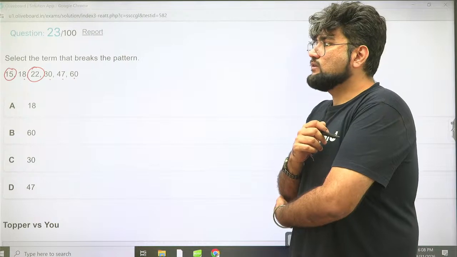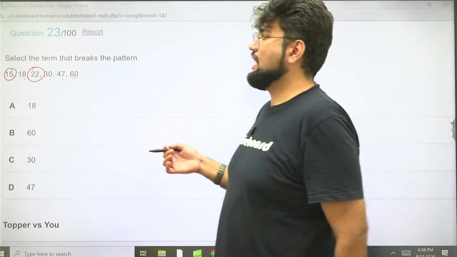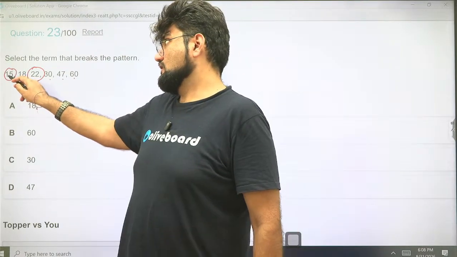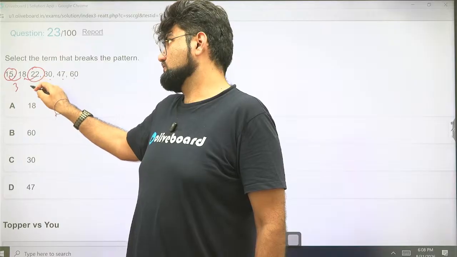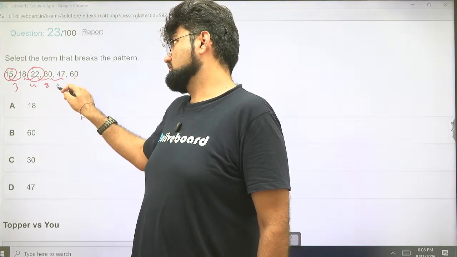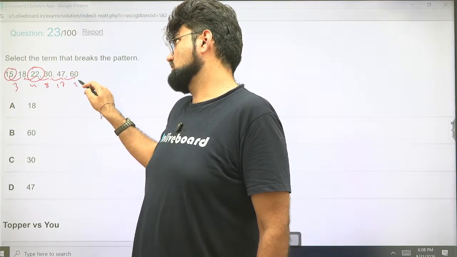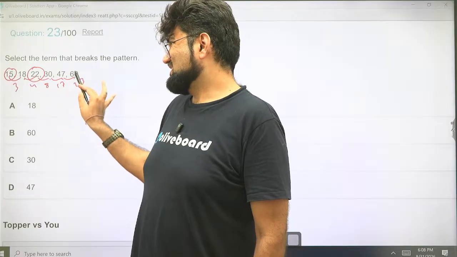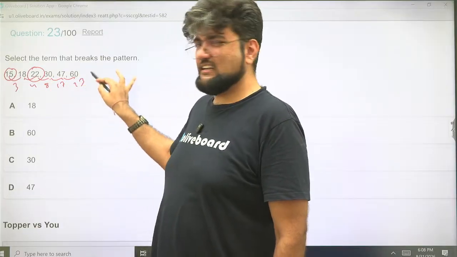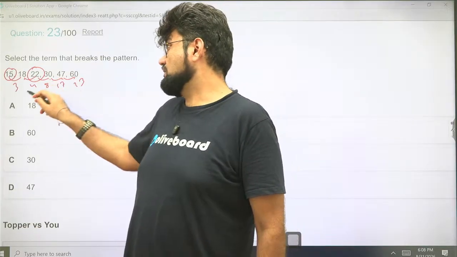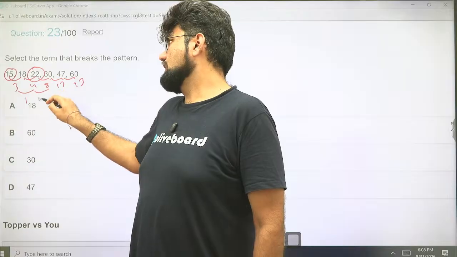What else do I do? Double or anything, multiplication is not working. I have no option other than taking differences. So I take the difference. This is 3, this is 4, this is 8, this is 17 and this is 13. So this, after an increase, sudden decrease is actually creating a problem. But if I take the double difference, I get 1, I get 4 and I get 9.